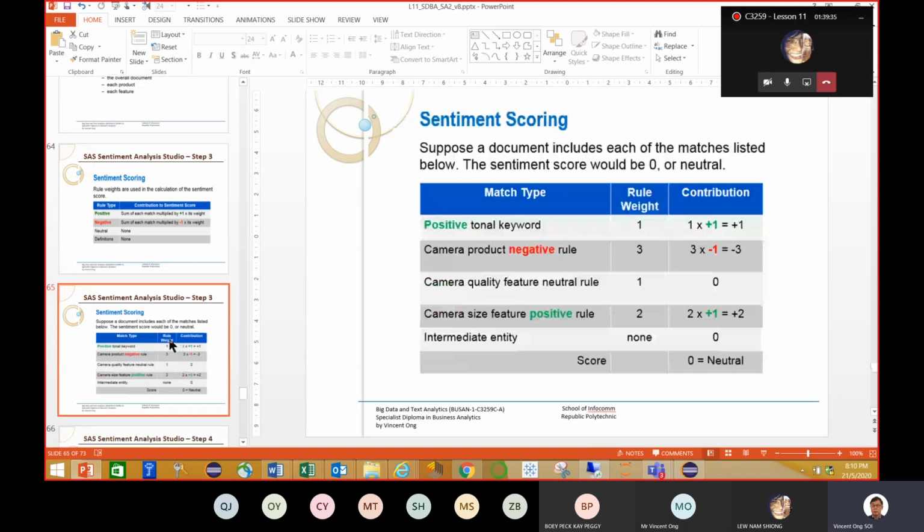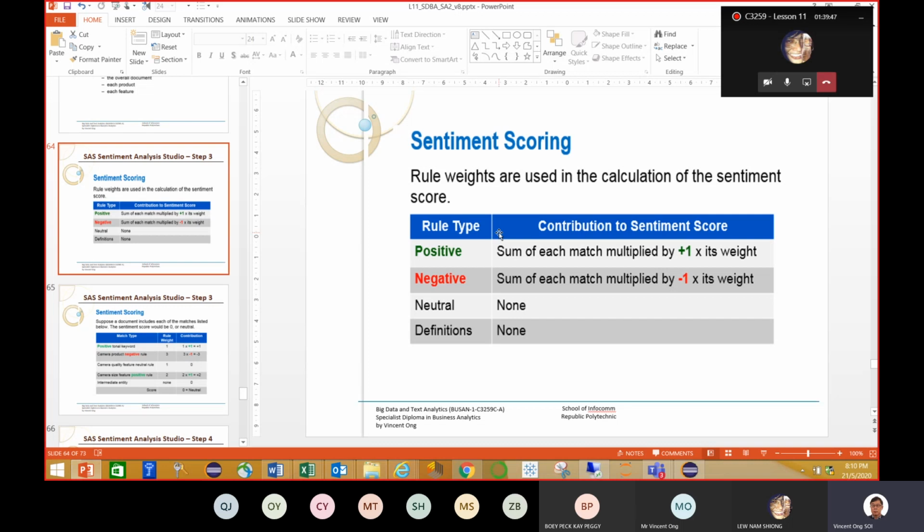Look at this one. So the rule is this. For positive, sum up every measure. Remember, you assign the weight to every rule. So if that rule is negative or positive, you just multiply by the weight. The weight is only calculated for positive and negative, not for the neutral and the definition, because there's no need for them.